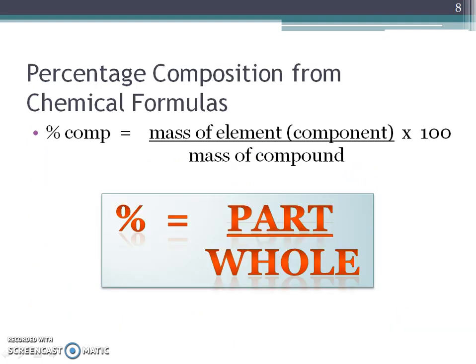Percent composition. We want to remember that a percent is nothing more than part over a whole. So if we're talking about the percent composition of an element, of a particular element or a particular component of a compound, we're going to take the mass of that element, however much there is, over the mass of the entire compound. So percent composition is basically part over the whole, but in chemistry, since we're dealing with compounds, we always have to deal with their masses. And don't forget to multiply by 100.